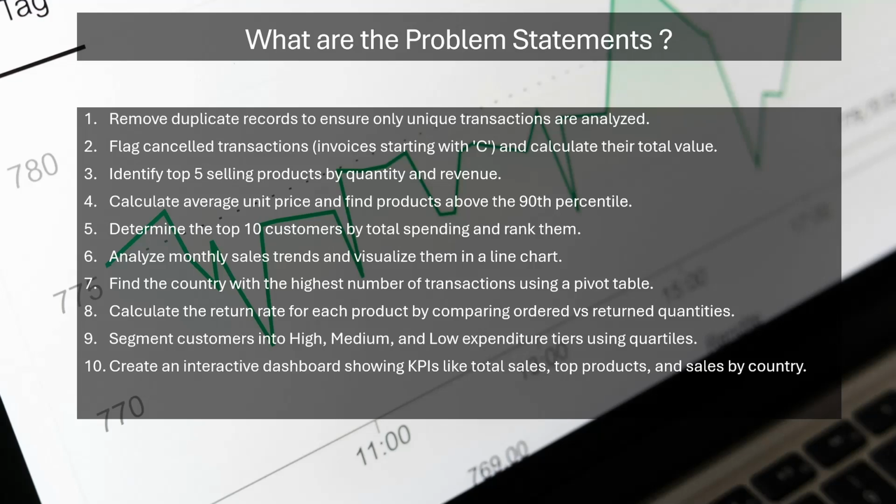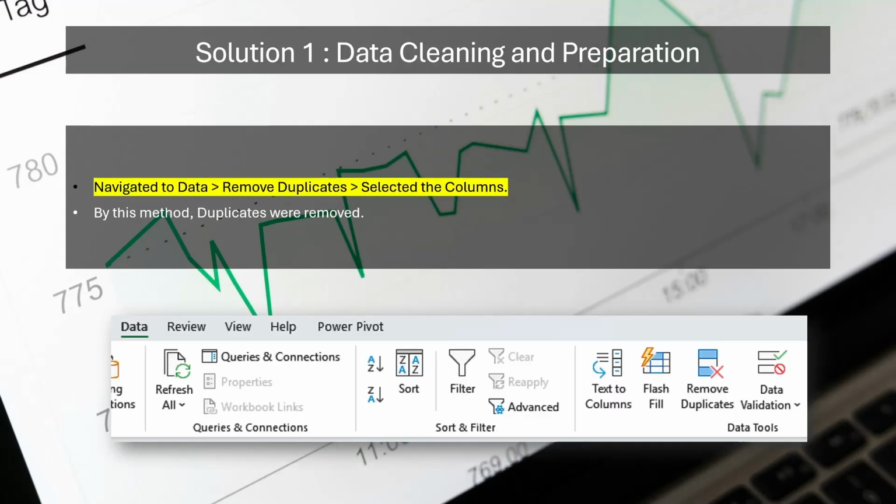What were the problem statements? These are the 10 questions which were given for getting the required insights from the data. This is the first solution, data cleaning and preparation. As you all know, this data has many duplicated rows, so I had to clean it and remove those duplicate rows. For cleaning the data, I used the remove duplicates option from data tools in the data tab. By this method, all the duplicated rows were removed.